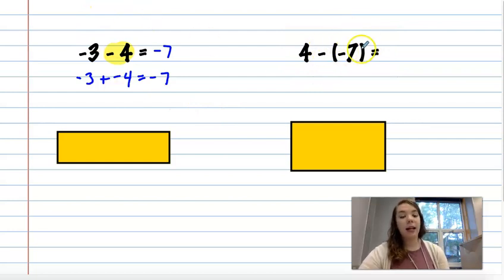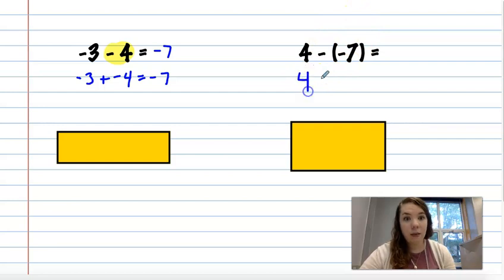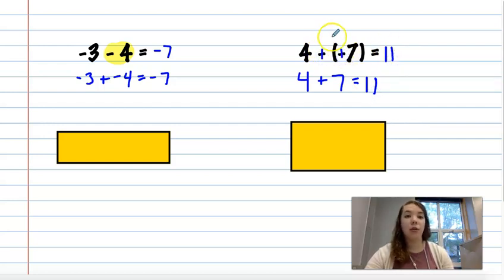4 minus -7. When you are subtracting a negative, that is the same as adding a positive. Add the opposite. Or you can also think of this as 2 negatives make a positive, if that helps you too. But 4 plus 7 is 11. Hopefully you know that. So really the trick here is knowing you're adding the opposite, or 2 negatives make a positive, whatever works for you there.